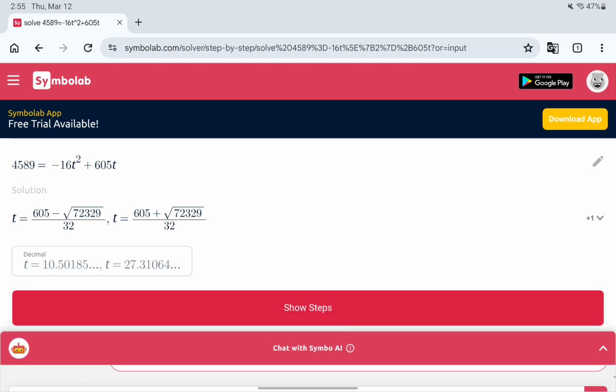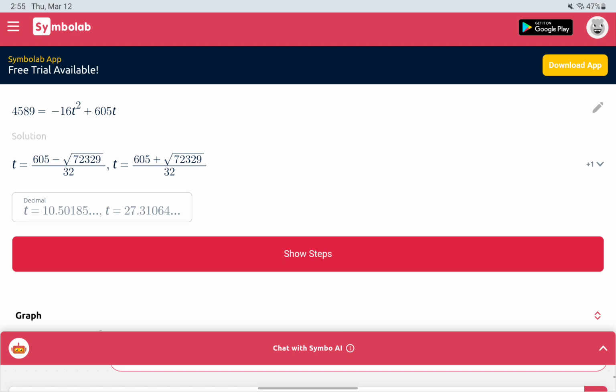And we end up with 2 different values. In this case, both of these values could make practical sense. We have about 10.5 and 27.3. They're both positive values, but we need to think about what those values mean to understand which is the correct solution. We were asked in the problem, when will the rocket first reach this height of 4,589 feet? That'll happen after 10.5 seconds, that earlier value.